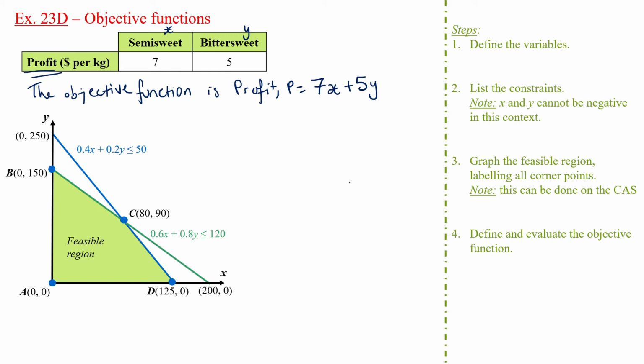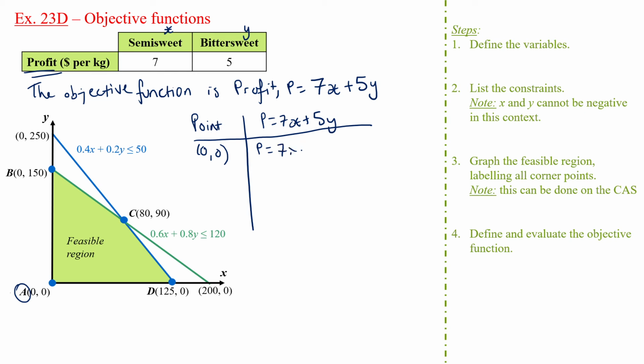Okay, and we've now used all of the data given at the beginning of the question. We now need to define and evaluate the objective function. So we've done the defining, we've sorted that out. We now need to evaluate it for each corner point. So again, I'm going to set up a table, and we're going to evaluate it for P equals 7x plus 5y as our objective function. The first point, again, I'm going to start with point A listed here on the screen, just because it's the easiest to substitute: 7 times 0 plus 5 times 0, which of course equals 0.